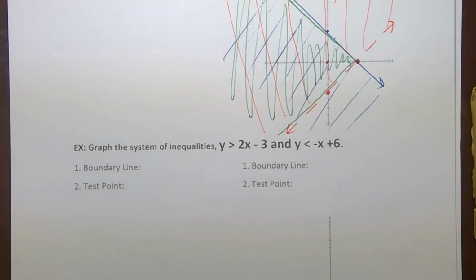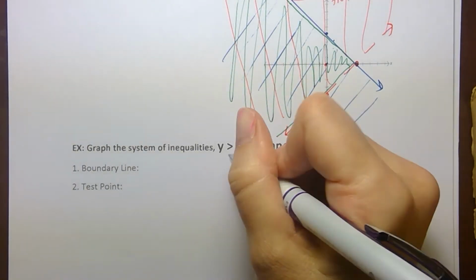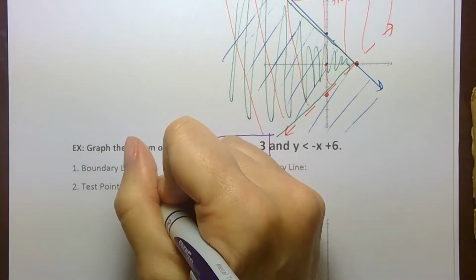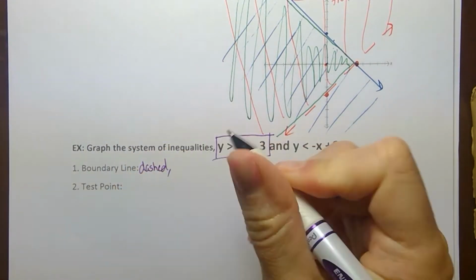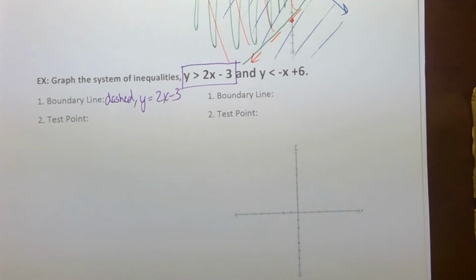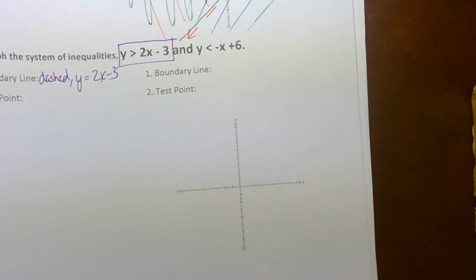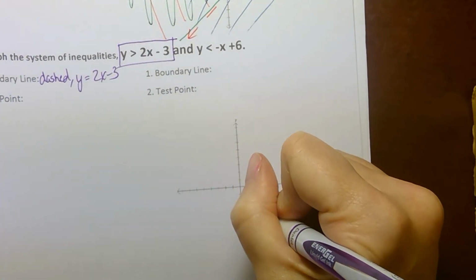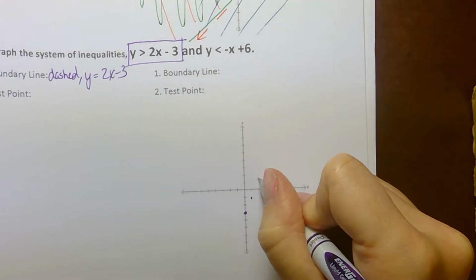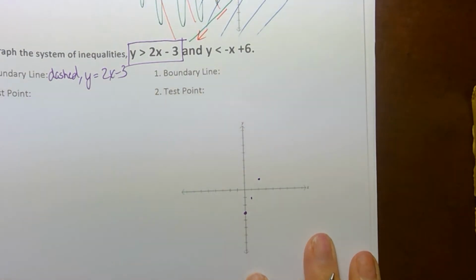Let's do another system. Our first inequality, y greater than 2x minus 3. And then we're going to change colors to do the other one. My boundary line is going to be dashed or dotted, and it's going to be drawn at y equals 2x minus 3. Well, it's already in slope-intercept form for me, so that's nice. So my intercept is a negative 3, and my slope is a positive 2. So I go up 2 over 1, up 2 over 1. There's where my line needs to go.